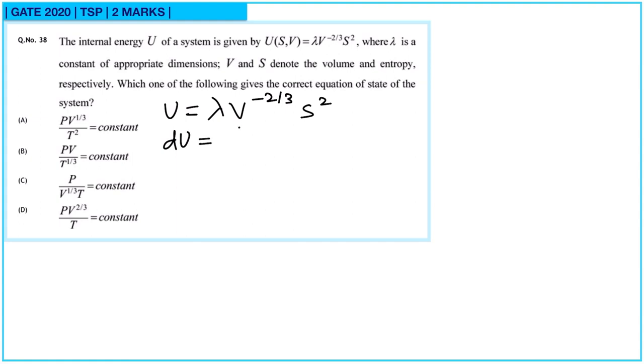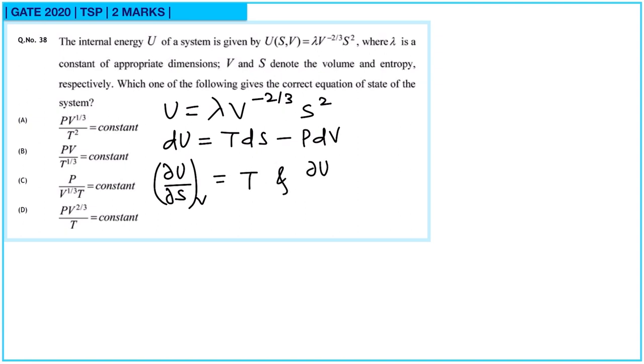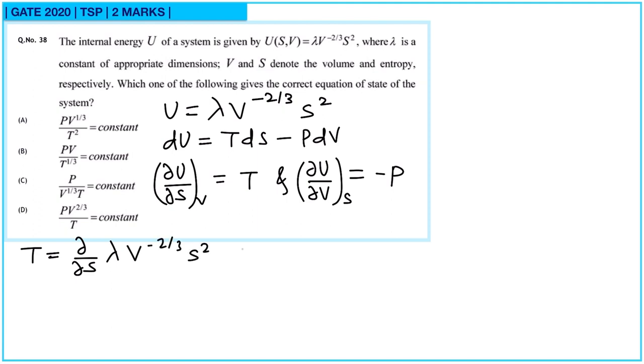Now we know dU is equal to TdS minus PdV. So that means dou U by dou S at constant V is equal to T and dou U by dou V at constant S is equal to minus of P from this equation. So from here let us calculate T and P. So T is equal to dou U by dou S. So that is dou by dou S of lambda V raised to minus 2 by 3 S square. So that is 2 lambda V raised to minus 2 by 3 into S.